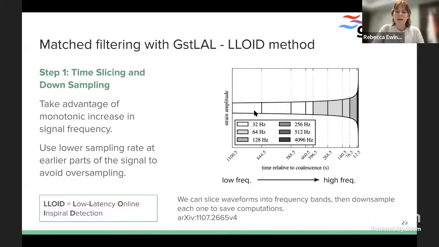So at the early part, the frequencies are really low. And then in this next range, they get a little higher. And at the end, we have the highest frequencies. In each of these slices, we can downsample, and so use a much lower sampling rate down here at the early parts of the waveform compared to at the higher part of the waveform where we have to use the full sampling rate. And this downsampling is really, really helpful to improve the efficiency of our search. Make sure that we're not doing unnecessary computations by oversampling the waveform, and it makes it possible to perform this matched filtering in low latency.